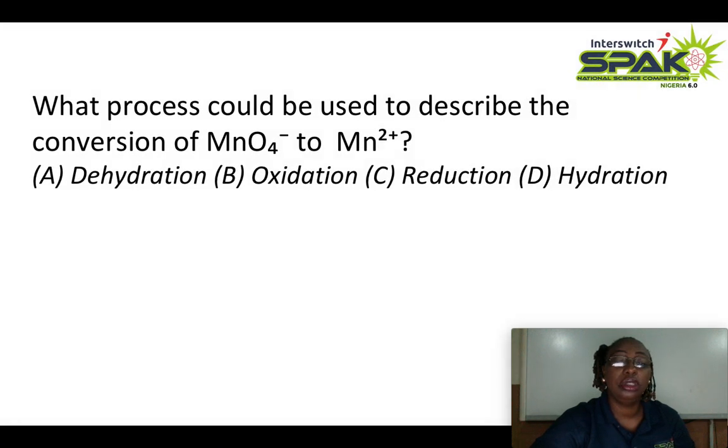What process could be used to describe the conversion of manganese(VII) ion to Mn2+? Let's look at it. That's tetraoxomanganate(VII) ion to manganese(II) ion. What was the conversion? Now, if we calculate the oxidation state of manganese in the tetraoxomanganate(VII) ion, you realize that the oxidation state of manganese is +7 here. Then this is reduced to 2+. So the answer is reduction. Reduction is used to describe the conversion of tetraoxomanganate(VII) ion to manganese(II) ion.